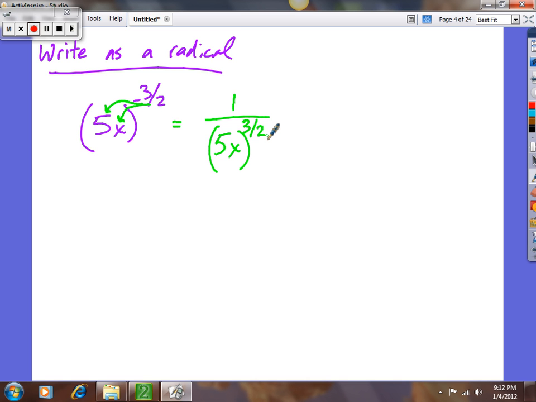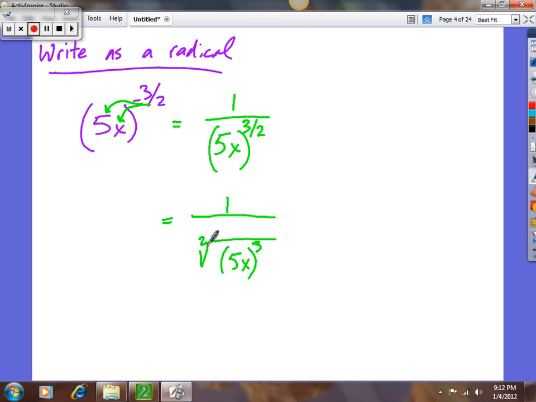Now let's go ahead and convert it into a radical. On top is going to be 1. The bottom, if I write my radical, in the radical I'm going to have 5x. Let's put that in parentheses. And the 3 is going to be the exponent here, and the 2 is the index.